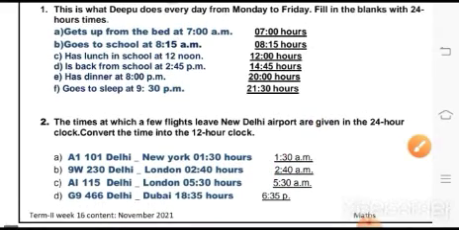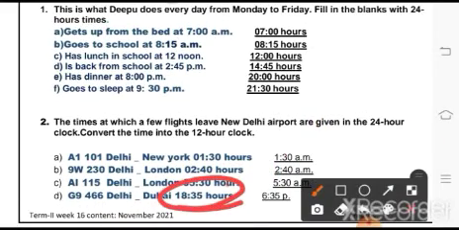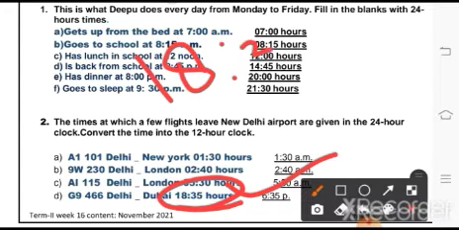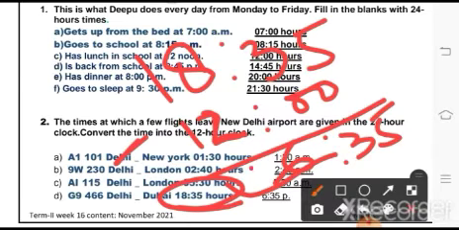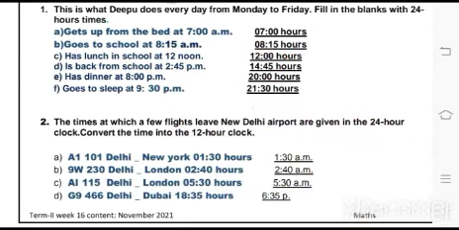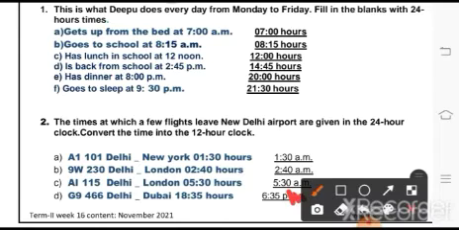Then we have 18:35. This is more than 12, so we subtract 12 from it. When we subtract 12, nothing is to be done with minutes, only 12 is to be subtracted from 18. 35 will remain as it is. We know 8 minus 2 is 6. 1 minus 1 is 0. So the time is 6:35 p.m.